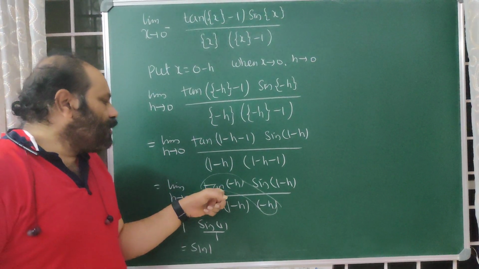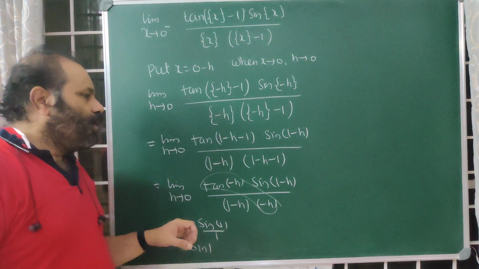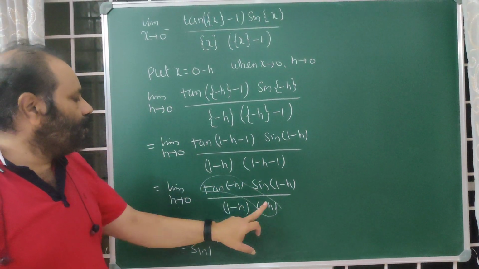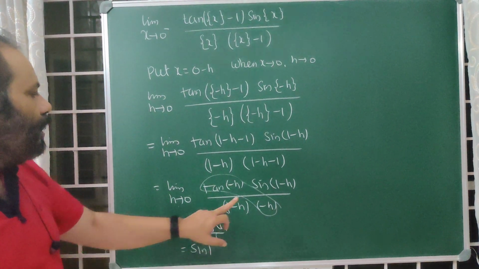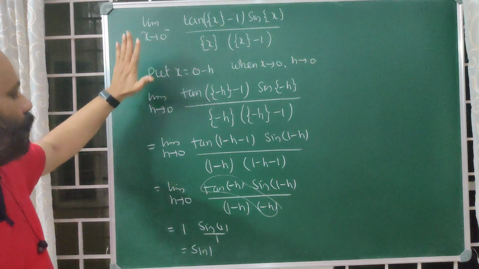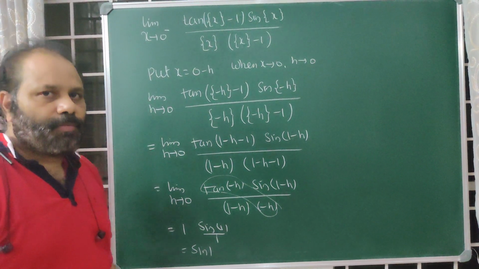Here, when theta tends to 0, tan theta by theta is 1. So, even if it is tending from the minus side or the positive side, tan of minus h by minus h will be equal to 1. The leftover part is sin 1 by 1. Hence, the left hand limit of this particular question is sin 1.